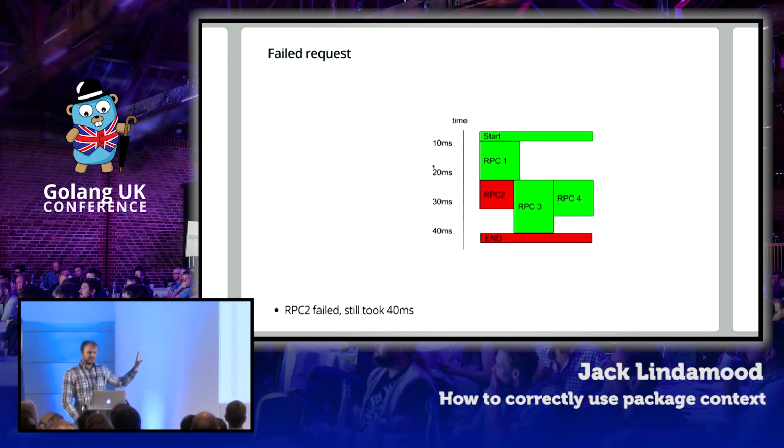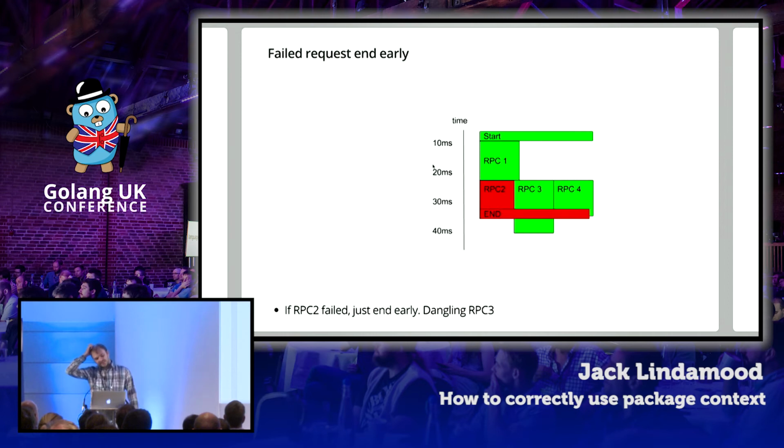What if RPC2 fails? Usually, when your service is doing microservice calls and one part fails, you can't assemble the request that the user wanted, so you have to fail the request. But the problem here is that RPC2 fails at 30 milliseconds, but you're waiting till RPC3 finishes and your request takes 40 milliseconds, even though you should have failed it at 30. So you say, I'll just end my request right when RPC2 ends. I can't make this request because one of my microservices failed, so I'll fail the whole thing.